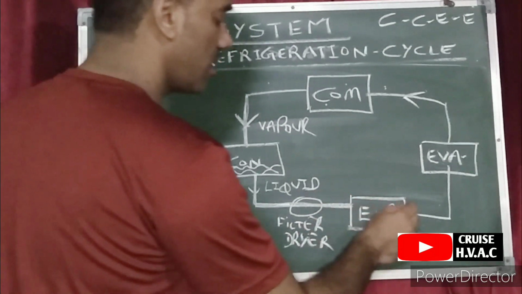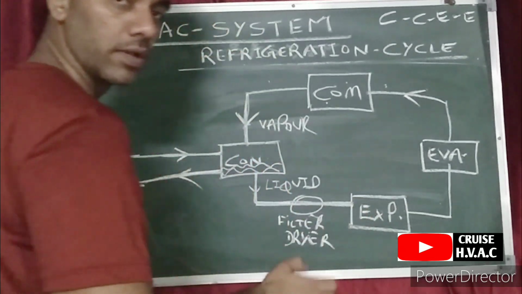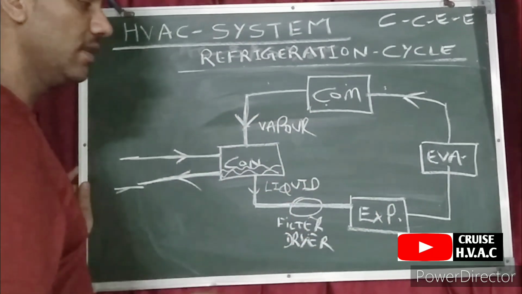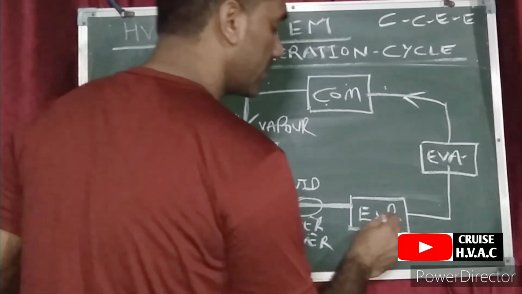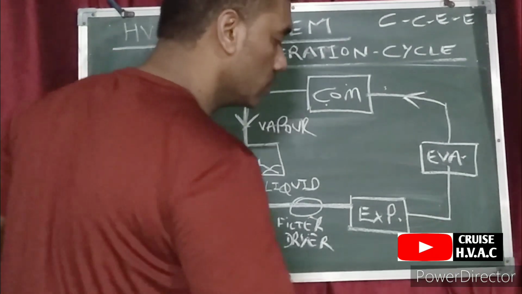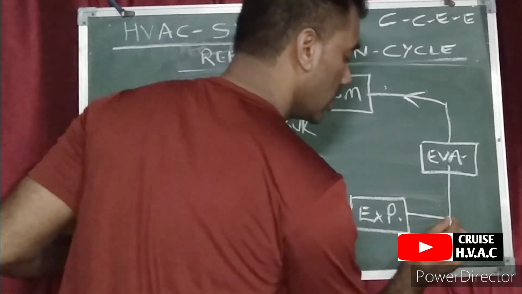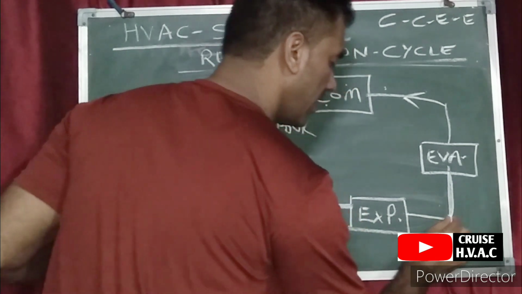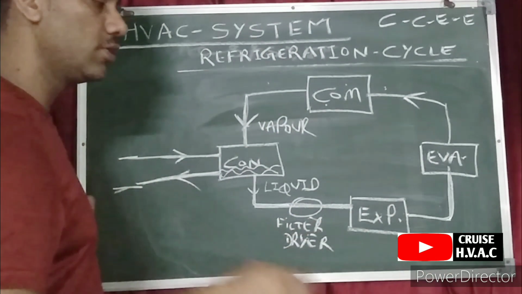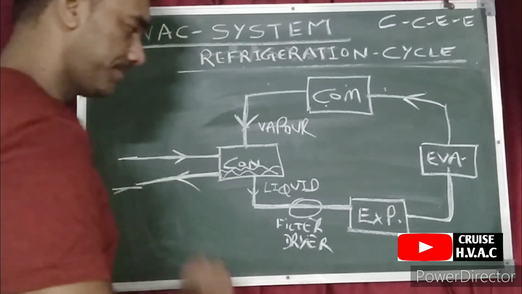In the expansion valve the refrigerant flow gets reduced because the expansion valve regulates the flow of the refrigerant. So the pressure of the refrigerant gets reduced. When the pressure of the refrigerant is reduced, the temperature also reduces, but the form is still liquid. So here the refrigerant is in liquid form, but its pressure and temperature are reduced because of the expansion valve.